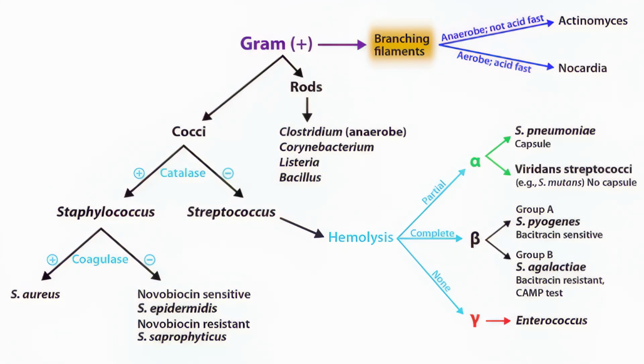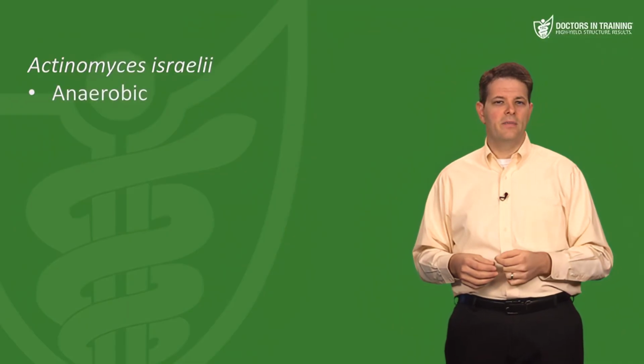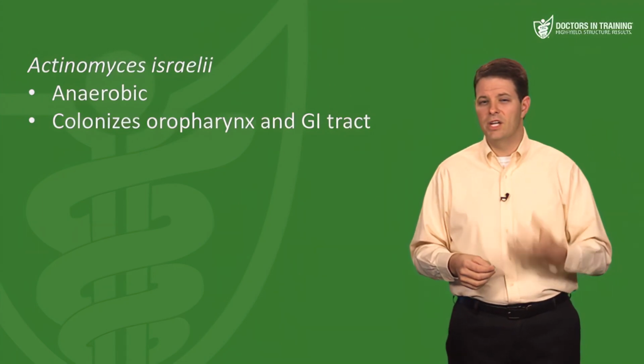At the top right of the gram-positive algorithm, there's a section for branching filaments. These are gram-positive organisms that have a filamentous growth, resembling fungal hyphae. These include Actinomyces and Nocardia. Here's a photomicrograph from a brain abscess that shows Actinomyces israelii using fluorescent antibody staining. So you can see the shape of the filamentous growth. Actinomyces are anaerobic organisms that can colonize the oropharynx and the GI tract.